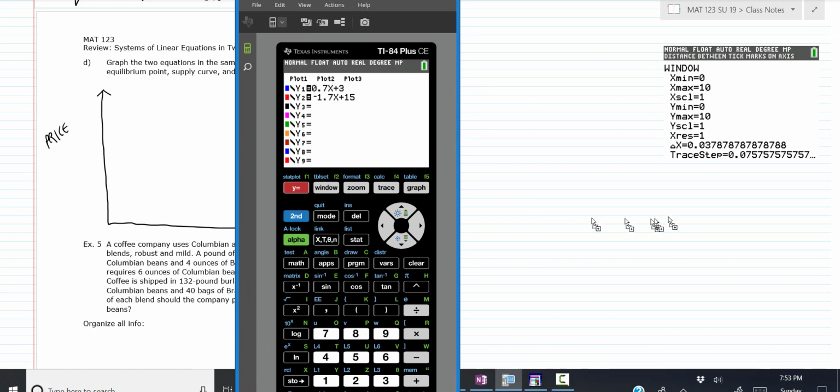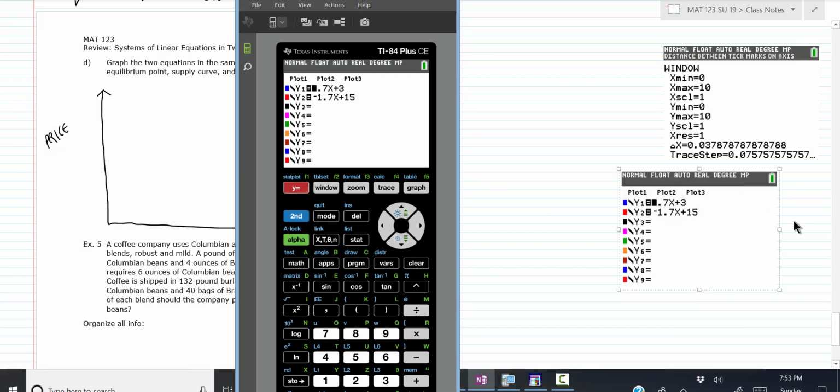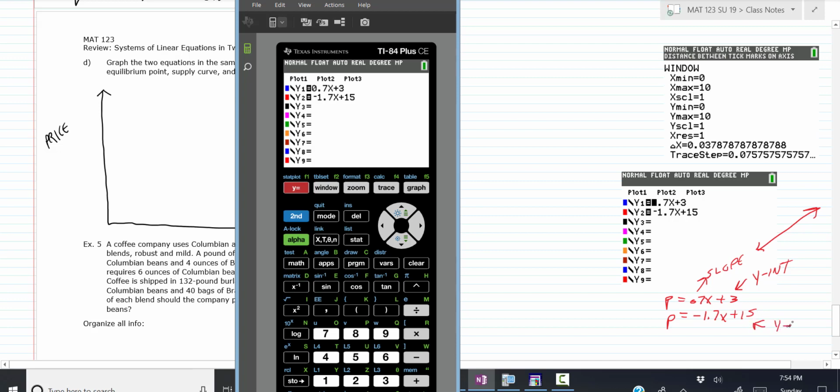So if you go back to your equations, one of them is sloping up and the other one's sloping down. And I'm going to make one little adjustment on my window. I'm going to change one thing and I'll show you why. We had P equals 0.7x plus 3, that is your y-intercept, and your slope is positive. So that means you're going to have a line that's sloping upward. If you look at the second equation, you have P equals negative 1.7x plus 15. Well, your y-intercept is 15.